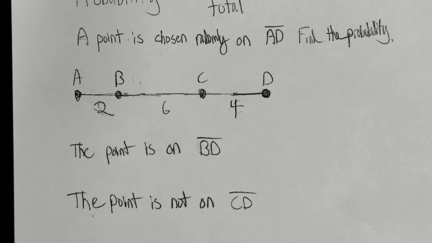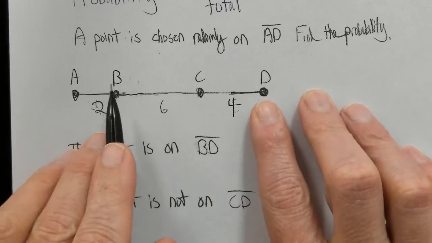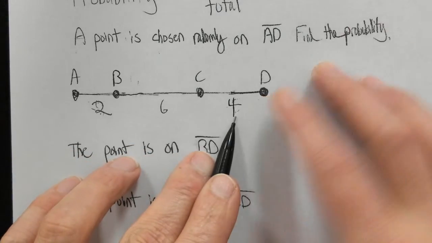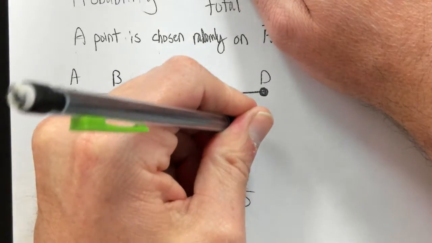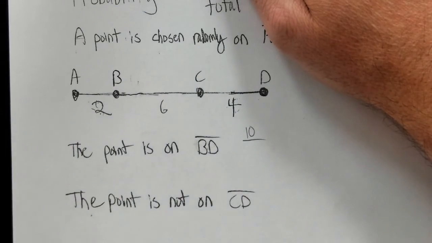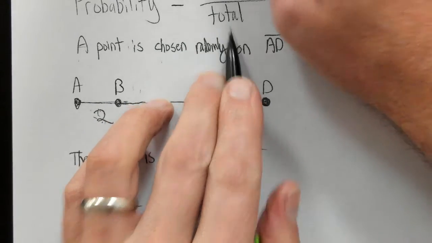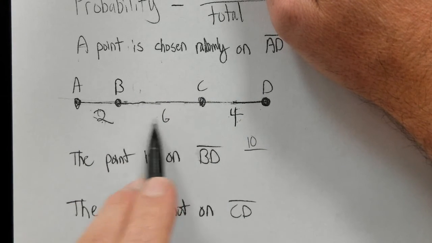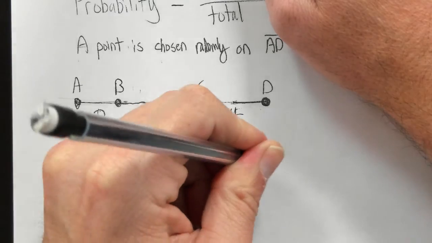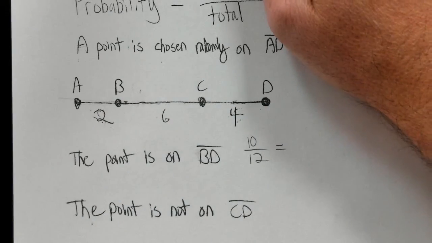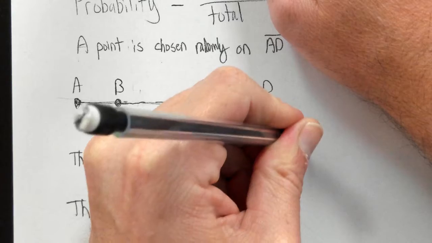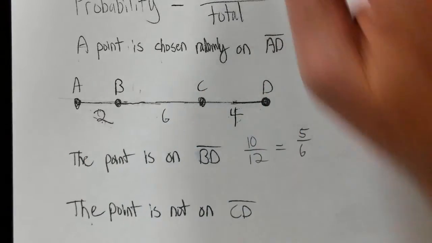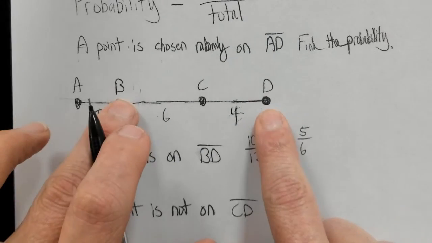Okay, so remember when you're expressing probability, it's going to be favorable, what you want, over total. So in this case, what do we want? We want to land on BD. Well, how long is it? 6 plus 4 would give me 10. That's your favorable amount. That's the top part of your fraction. Now, what's the total amount of space it has to land on, the entire segment, which is 6 plus 4 plus 2. So that's 10 out of 12. And remember, with probability, you always want to reduce it down, so the answer would be 5/6. 5 out of 6 chance of landing on segment BD.